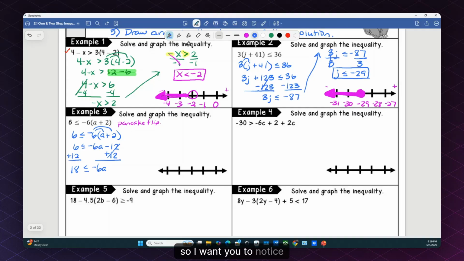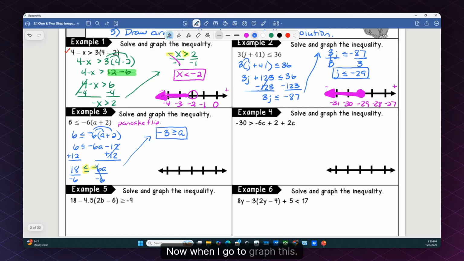So I want you to notice that we have a little warning symbol here. We have a negative right there. That means we're going to have to flip this inequality sign when we go to divide by that negative. So I am going to divide by negative 6 and divide by negative 6. This cancels. Let me go ahead and write it up here. So 18 divided by negative 6 is going to give me negative 3. Because I divided by a negative, I have to flip my symbol. And so this is my answer.